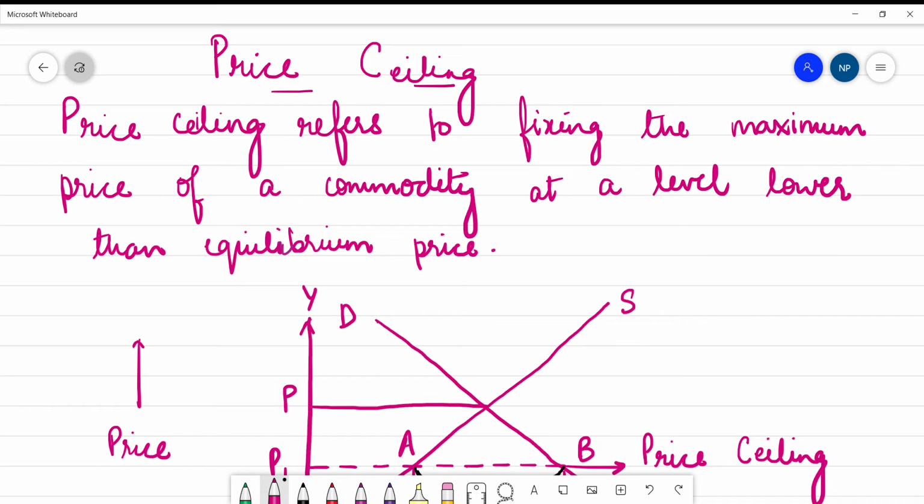The applications are tools of demand and supply. Here we are going to discuss two topics, price ceiling and price floor. Let us understand what is price ceiling.